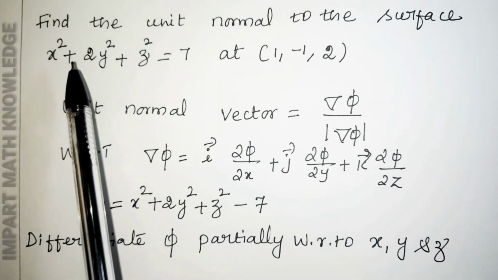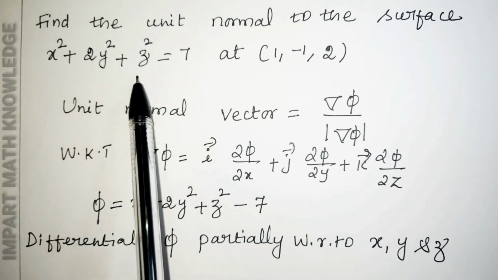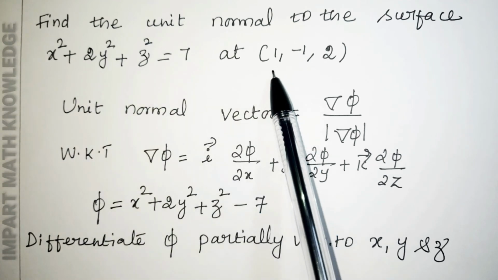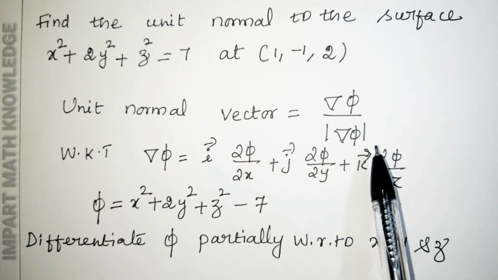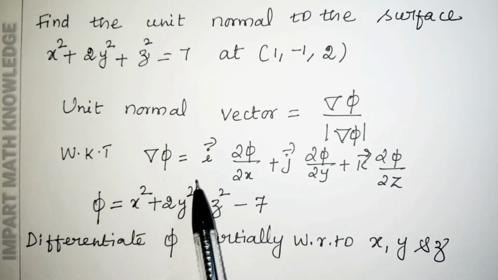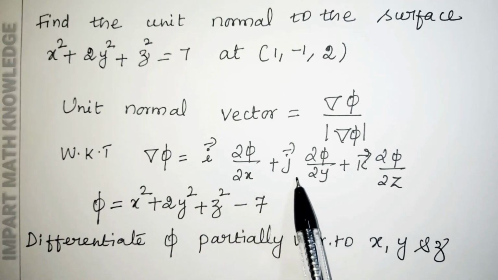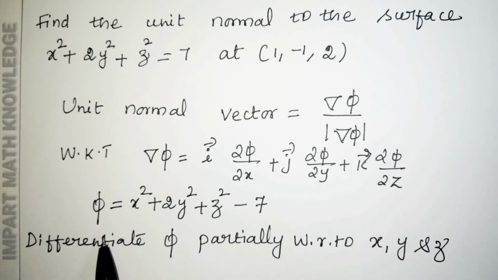The next question, find the unit normal vector to the surface x square plus 2y square plus z square is equal to 7 at 1, minus 1 and 2. The formula for unit normal vector is del phi divided by modulus of del phi. We know that del phi is equal to i vector dou phi by dou x plus j vector dou phi by dou y plus k vector dou phi by dou z. Phi is x square plus 2y square plus z square minus 7. It is given in the problem. We have to differentiate phi partially with respect to x, y and z.